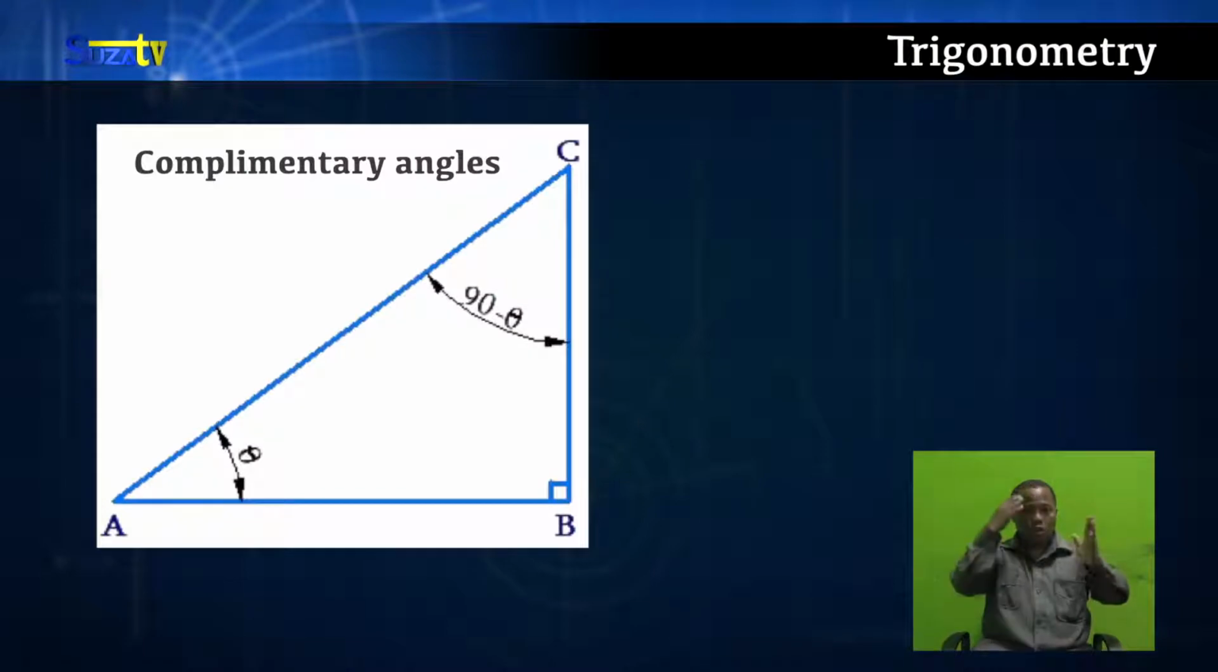Now consider a triangle ABC in which angles A and C are complementary angles, i.e. A plus C is equal to 90 degrees. Who can define complementary angles now? Yes, Muhammad. Well done. Complementary angles are two angles whose measures add to 90 degrees.